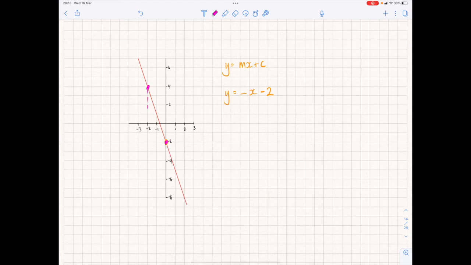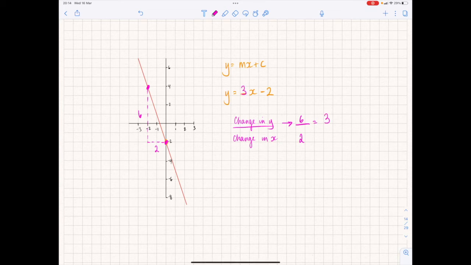So I now draw my triangle between the two, and I count how many squares up I go. So 1, 2, 3, 4, 5, 6. So that is a change in y of 6. 1, 2. That is a change in x of 2, sorry. So remember, change in y divided by change in x is my formula. Change in y is 6, sorry, and my change in x is 2. 6 divided by 2 is 3. So this would be 3x.